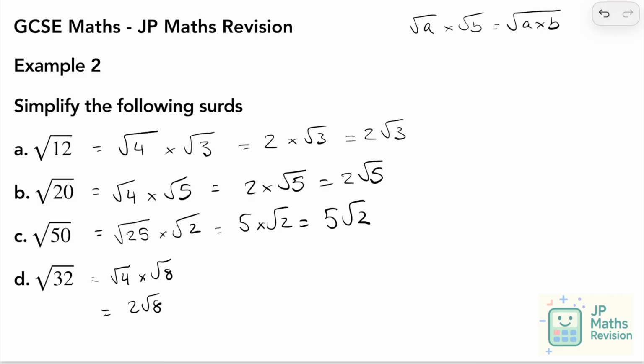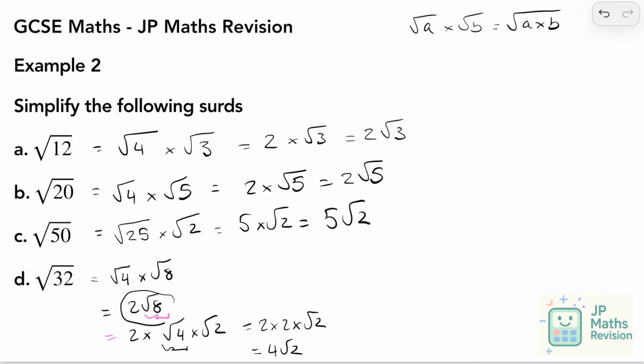The issue with this is root 8 can be simplified down further. So we're doing 2 times root 8, which is root 4 times root 2. So this is 2 times 2 root 2, which is 4 root 2. So if you don't pick the biggest square number that goes into 32, if you pick the smaller one, it doesn't matter as long as you remember to simplify it fully.